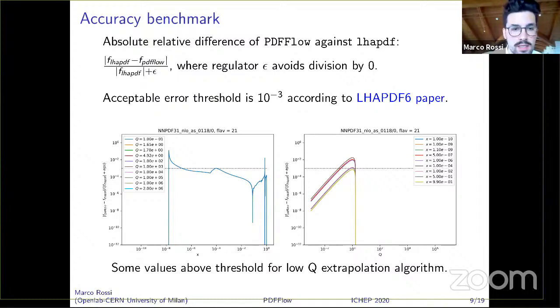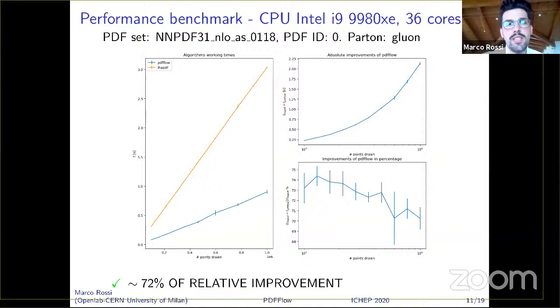But yes, there is a small region where the absolute relative difference is above threshold, but this could be not so relevant, since such low values of the energy scale are not frequently inspected by Monte Carlo integrators for high energy physics processes. The interesting point for PDFFlow is the performance benchmark against LHAPDF.